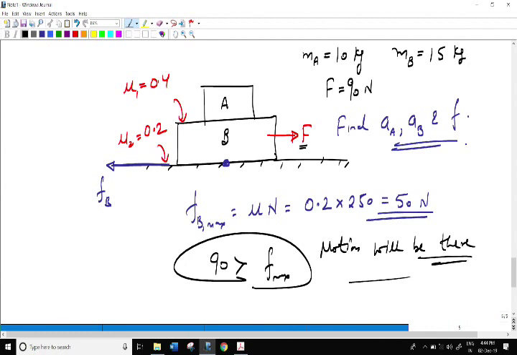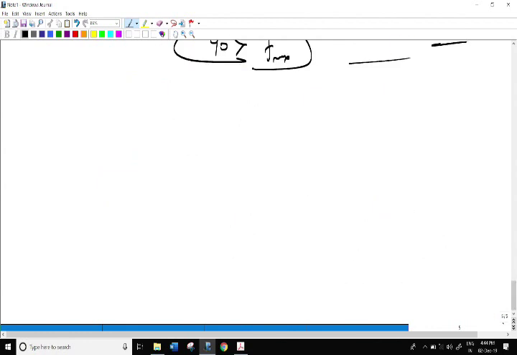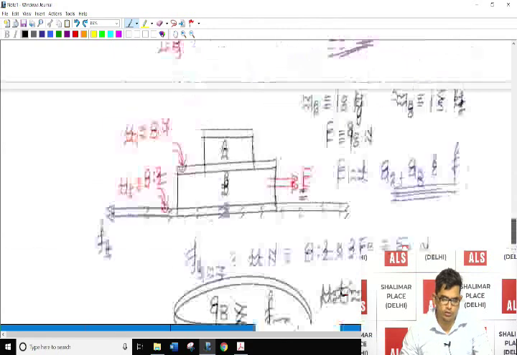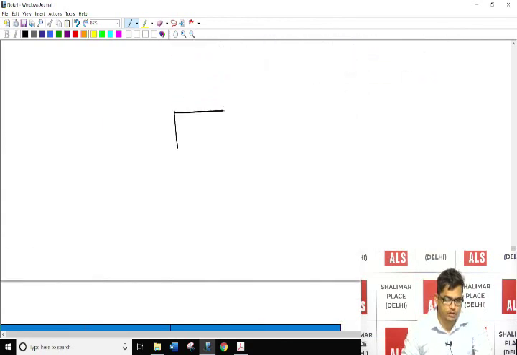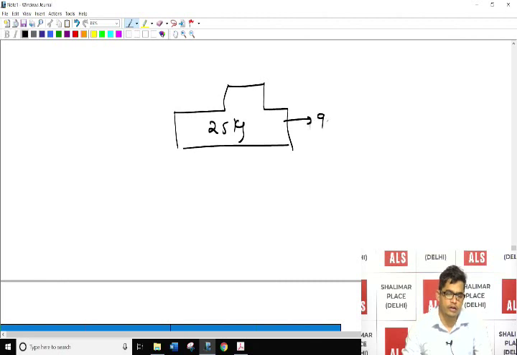If the motion is there, then we have to assume for the next part that both the blocks are moving together. So let's find the common acceleration, assuming that the blocks will move together. We have 10 plus 15, so a 25 kilogram block, with 90 Newton in the backward direction, and obviously friction will act here.